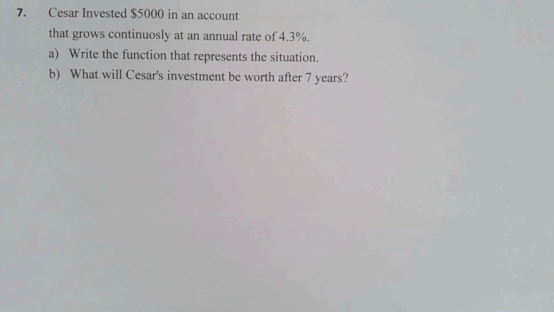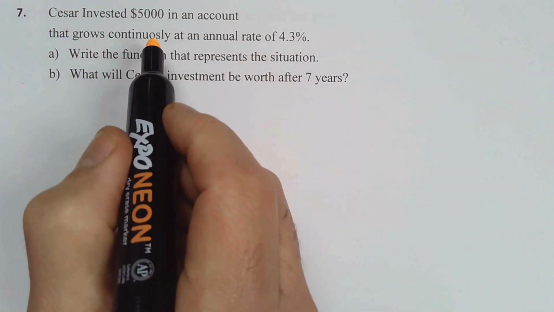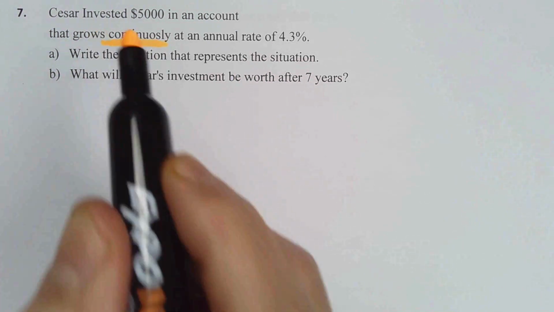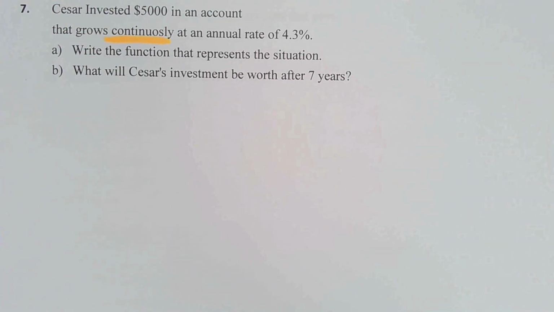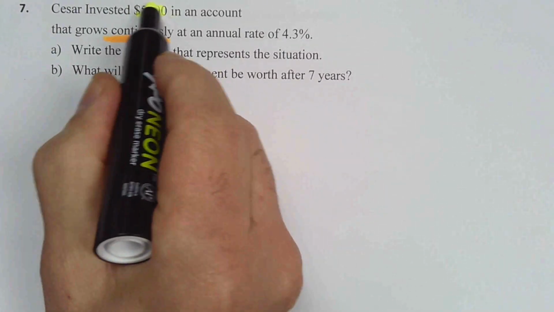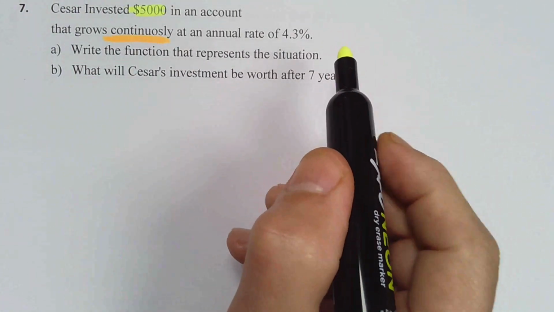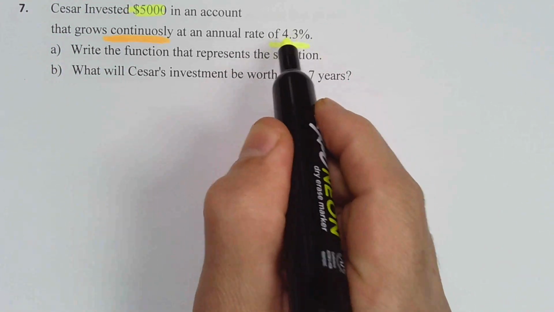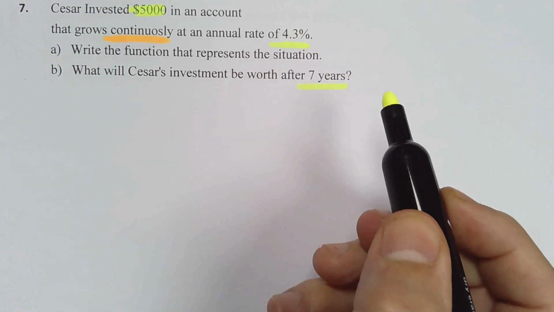Number 7. Caesar invested $5,000 in an account that grows continuously. Continuously is something different than compounded, like the second problem after this one. That is continuously, something to be careful about. So we have $5,000 and 4.3% rate, 7 years.